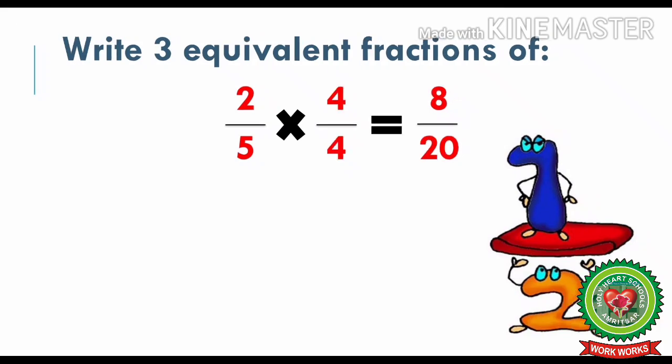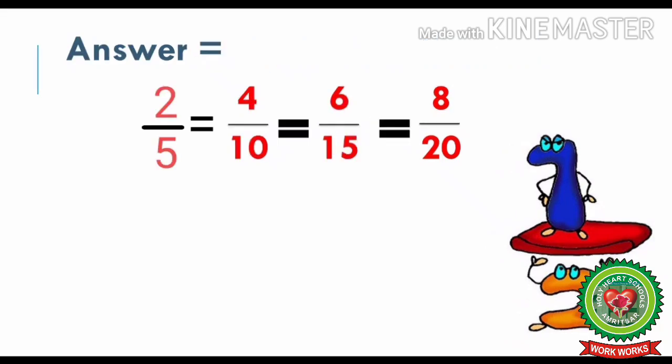Now, to get the third equivalent fraction, we again have to multiply 2 upon 5 by the same number. So, we will multiply it by 4 upon 4. So, 2 4s are 8. So, 8 is the numerator and 5 4s are 20. So, 20 is the denominator. So, the next equivalent fraction is 8 upon 20. So, the three equivalent fractions of 2 upon 5 are 4 upon 10 is equal to 6 upon 15 is equal to 8 upon 20.